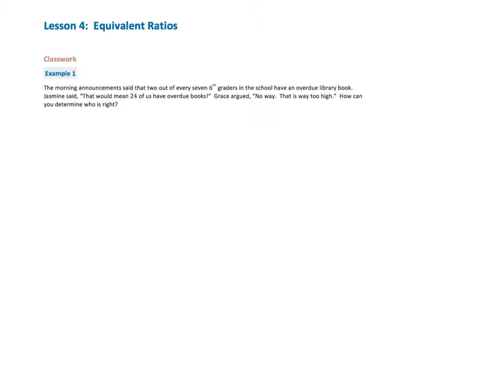Well, to start to determine who is right, let's start by looking for what ratio we already know. What is our starting ratio? Well, the announcement said that 2 out of every 7 sixth graders in this school has an overdue library book. So our ratio to start would be 2 to 7. That is the ratio that we know is correct.